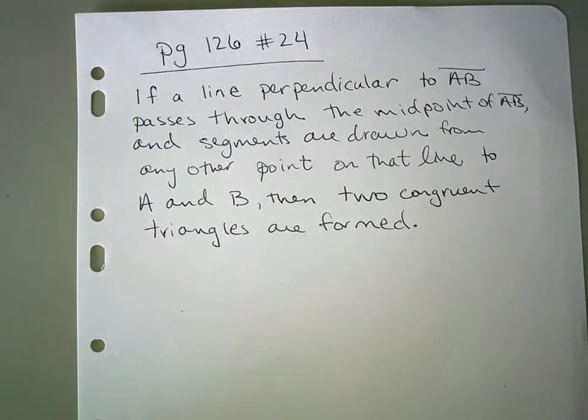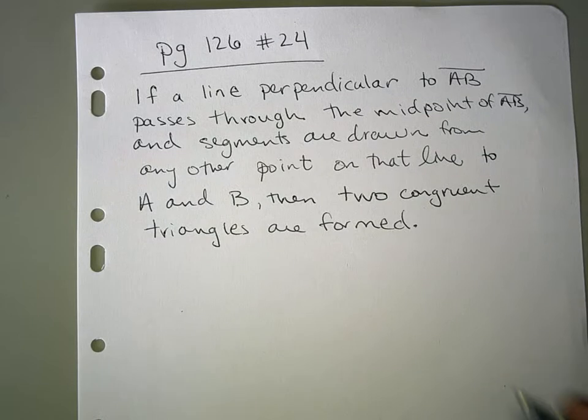This is an example of an A-stream problem like the one that I did in class. If a perpendicular line to AB passes through the midpoint of AB and segments are drawn from any other point on the line to A and B, then two congruent triangles are formed.